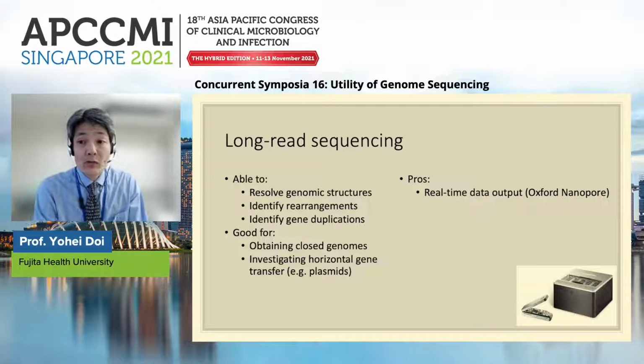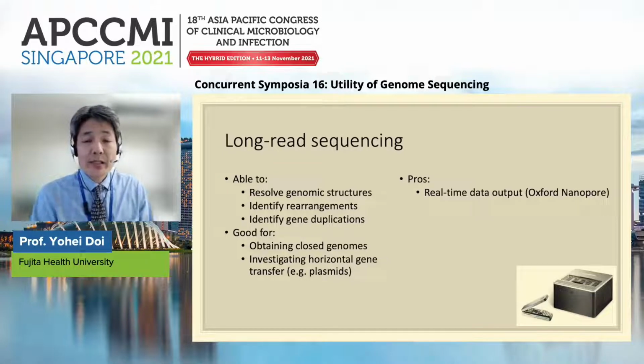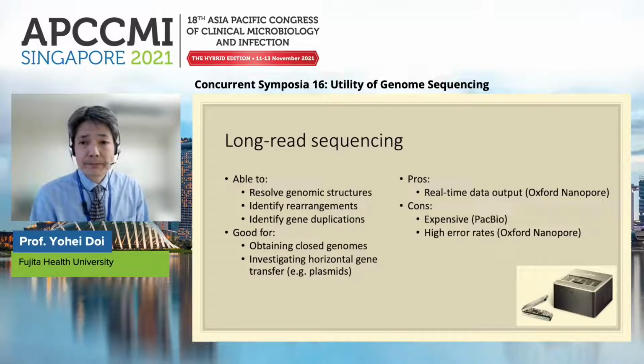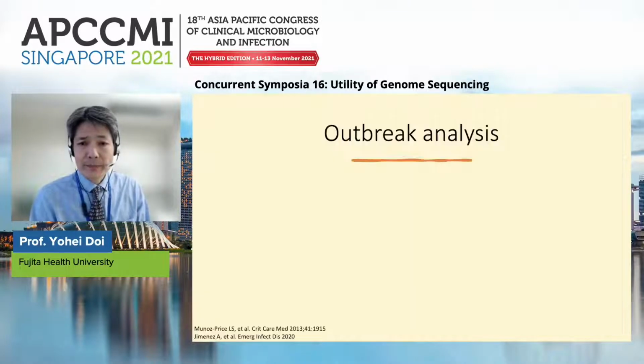At least the Oxford Nanopore technology has the capability to put out data in real time. But cons include the price of sequencing, at least PacBio sequencing, is relatively expensive. And Oxford Nanopore technology has higher error rates than typical short read sequencing.